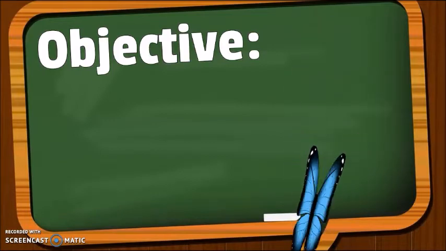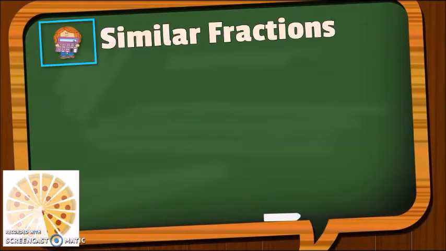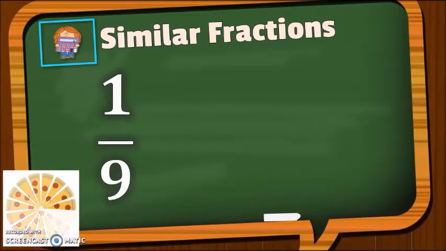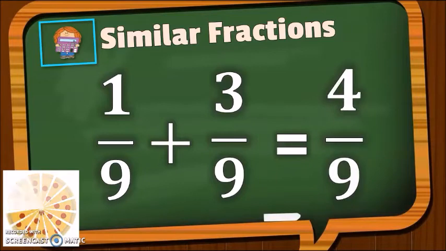For today's video, our objective is to perform addition and subtraction of dissimilar fractions using the butterfly method. When do we say fractions are similar? When the denominators are the same, like, for example, 1 over 9 and 3 ninths. So to find the sum of these fractions, we will just simply add the numerators, then copy the denominators. So 1 plus 3 will give an answer of 4, and then just copy the 9 will give the sum of 4 over 9. As simple as that.